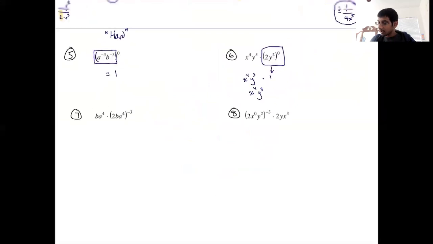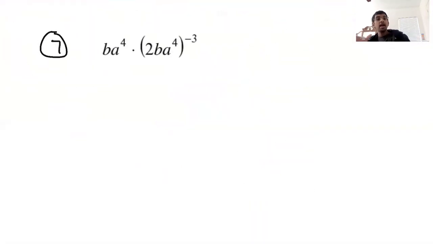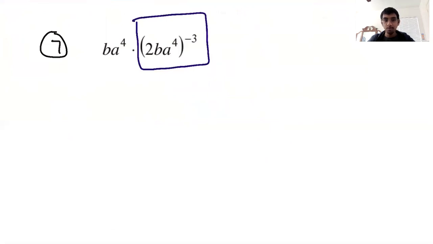Okay, so our next problem is asking us ba to the fourth times 2ba to the fourth to the negative cubed. Okay, so that's a tongue twister to say. Let's begin with this right side right here. So what do we see over here? We see 2ba to the fourth raised to the negative third.